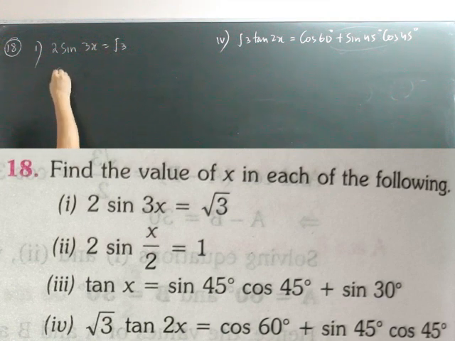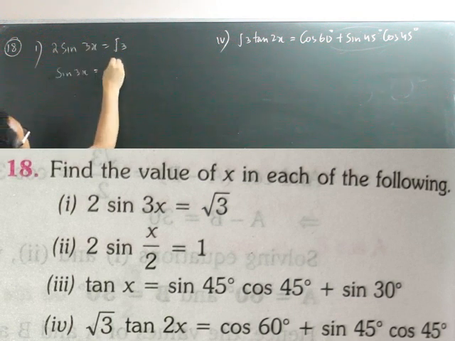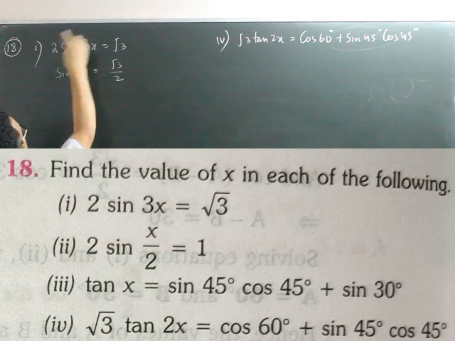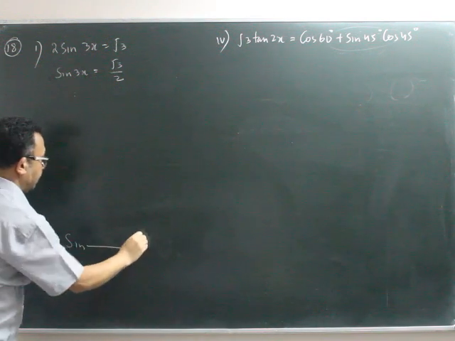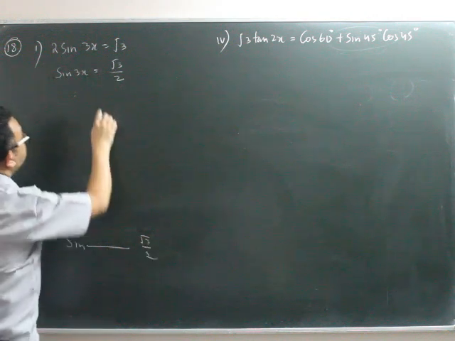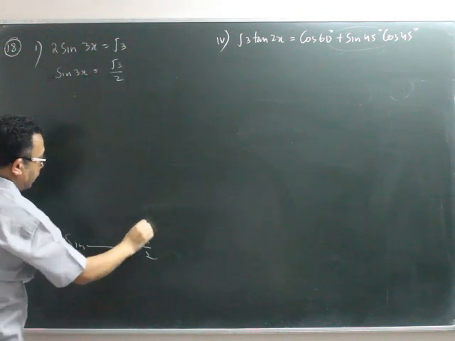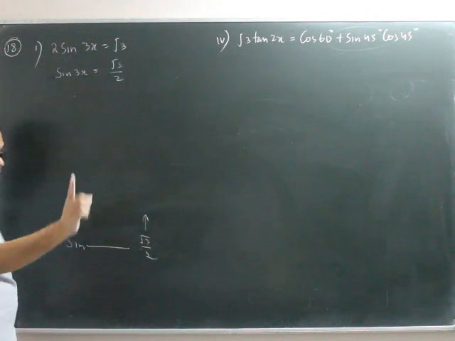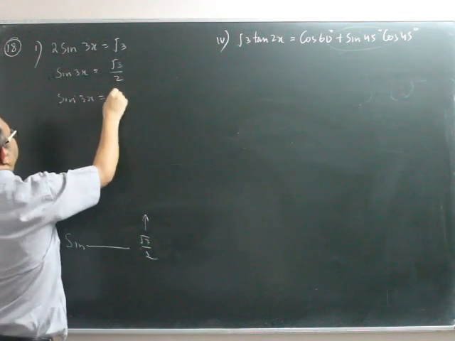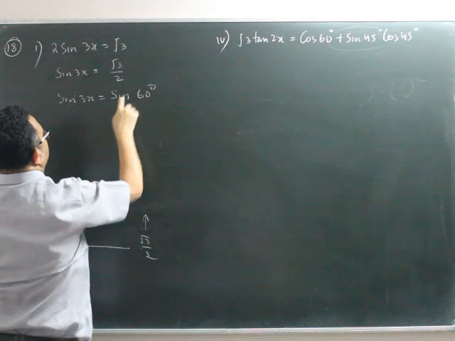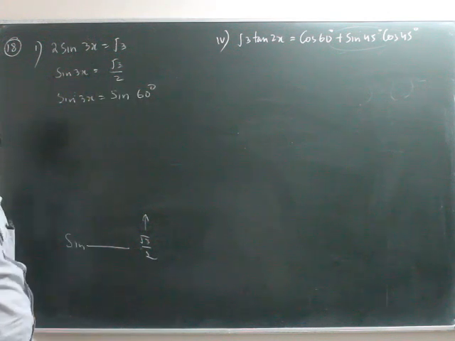Something like this: sine 3x is equal to, since 2 is multiplying, this 2 will go to that side and divide. Root 3 by 2 now. 2 is going there and dividing. Now again see the table of sine. Some value of sine might be root 3 by 2. So what angle of sine is root 3 by 2? If you see the table, you will find that it is sine 3x, it is sine 60, because sine 60 value is root 3 by 2.